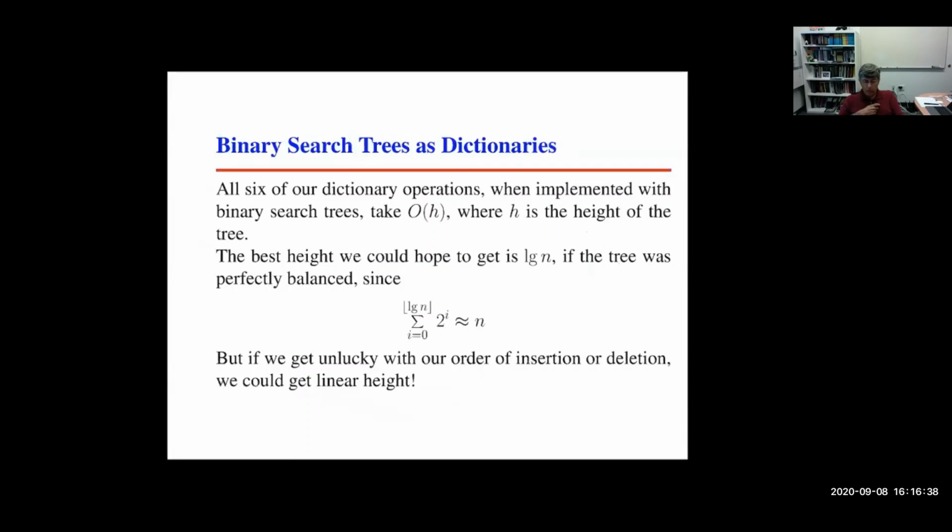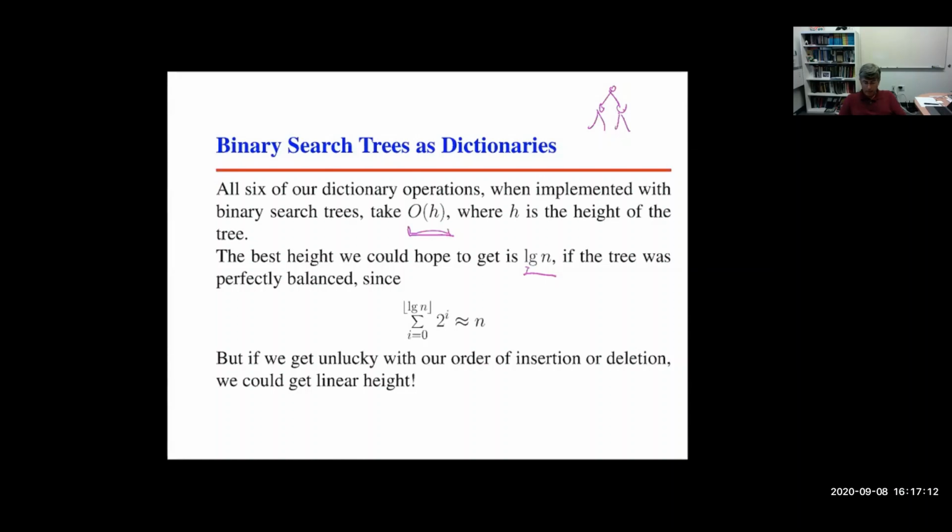So what is the good thing? The good thing is that all dictionary operations can be done in time proportional to the height of the tree. The best possible height of a tree with n nodes is going to be log n, okay? Because if I want to have n nodes, the number of possible nodes I can have in my tree doubles with each successive layer. How many doublings does it take till I get n?